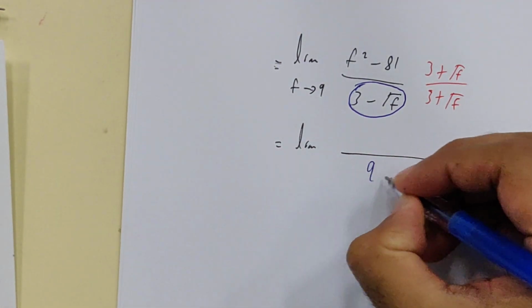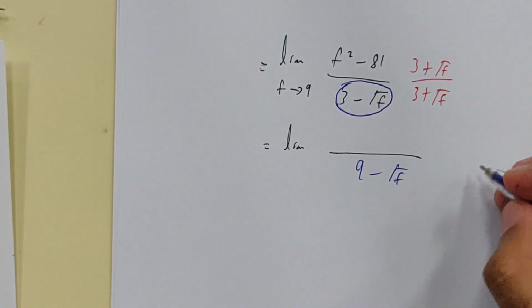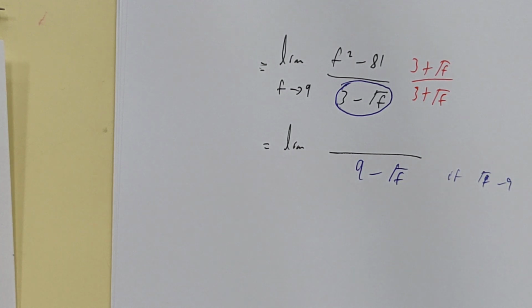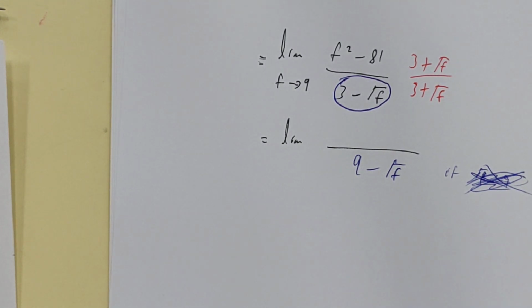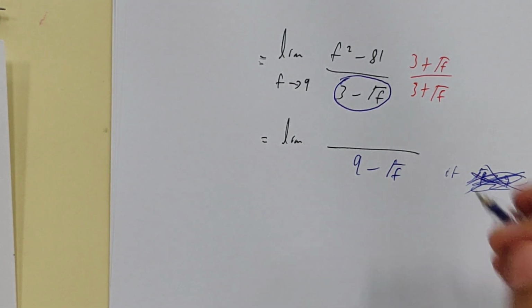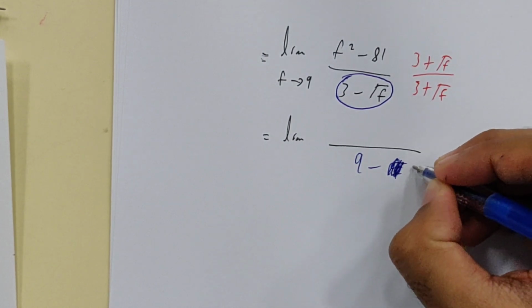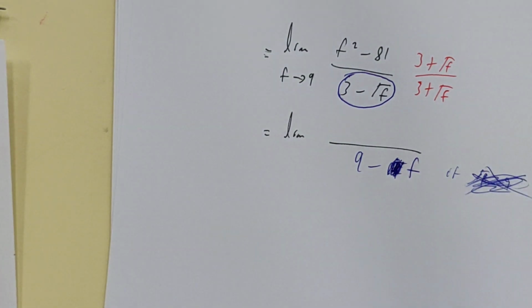I expand the denominator, what will I get? 9 minus f. Okay, if I write down root f minus 9, is it okay? This is wrong. Okay, there's no root. There's just f. My goodness, sir. Sorry.